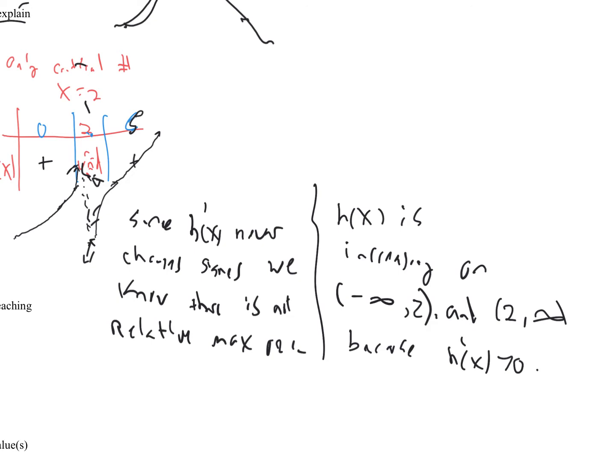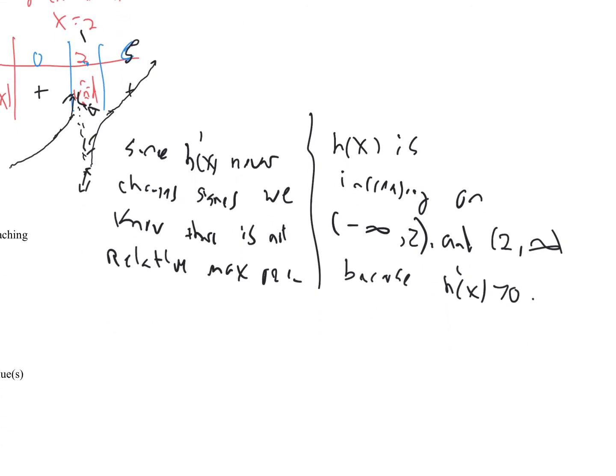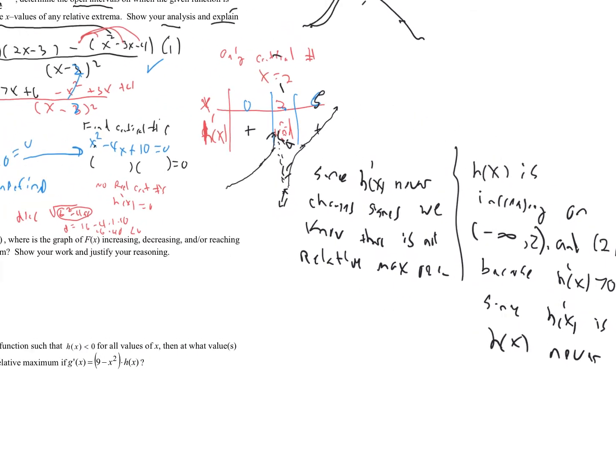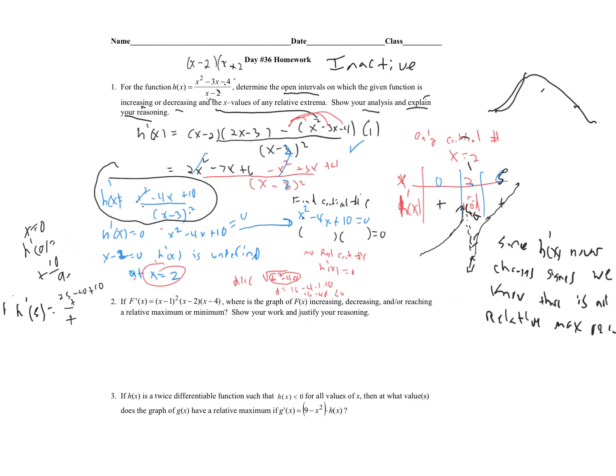Okay, now I can say that since h prime of x is never less than 0, h of x never decreases. And I think I've answered everything he said. This could have been like a two-part free response problem. It's a lot in there.